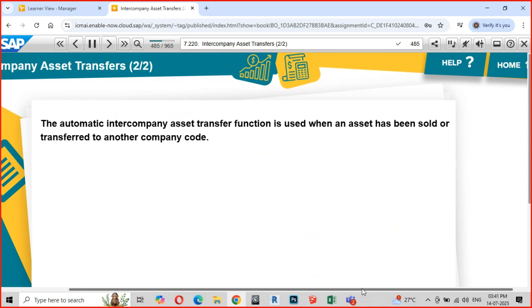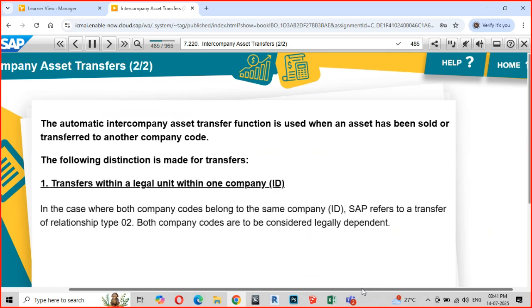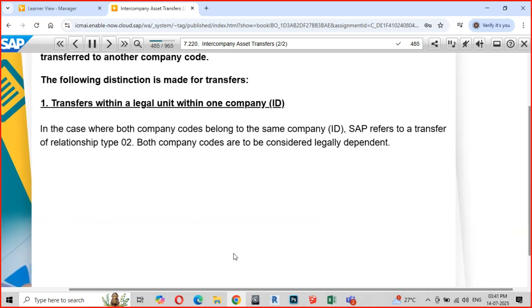So now did you see the example for intra-company? So whatever changes you want to carry out within the company code. This is very, very essential.